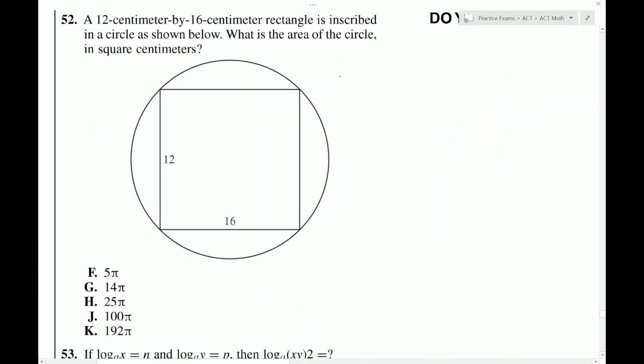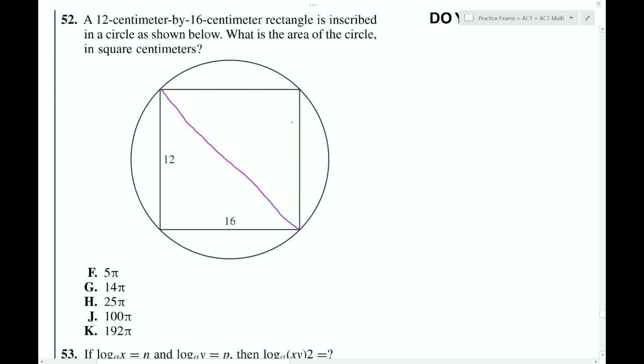12 by 16, what is the area of the circle? Okay, so the key trick here is to draw the following line. Now this line is relevant for both of these shapes. It is the diagonal for the rectangle. It's also the diameter for the circle.